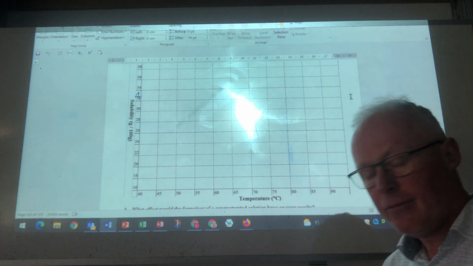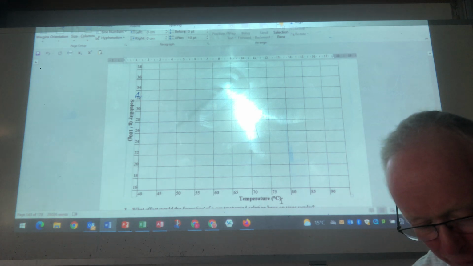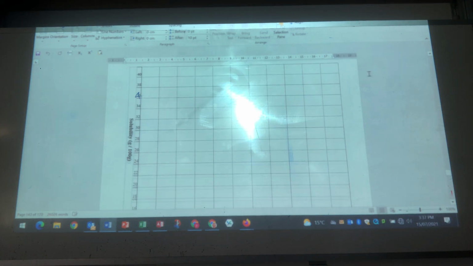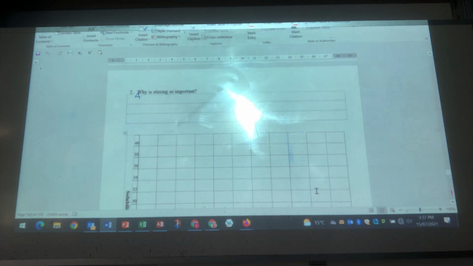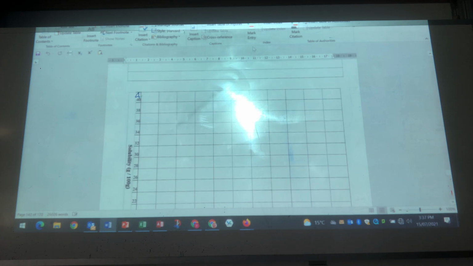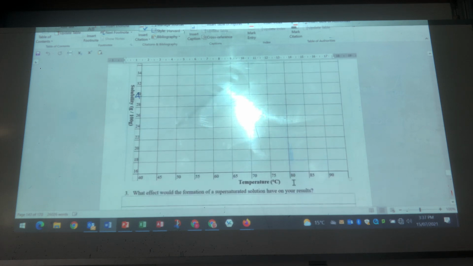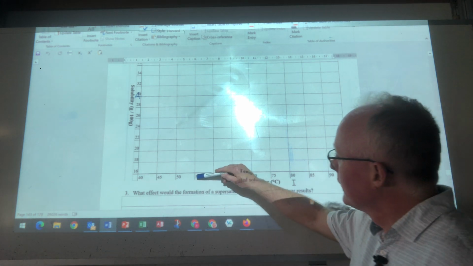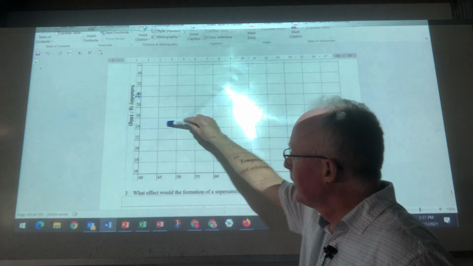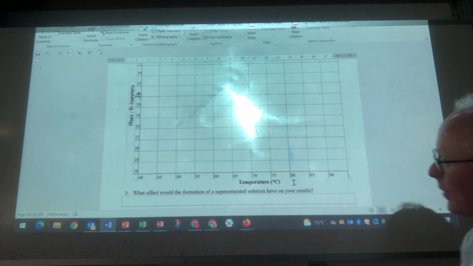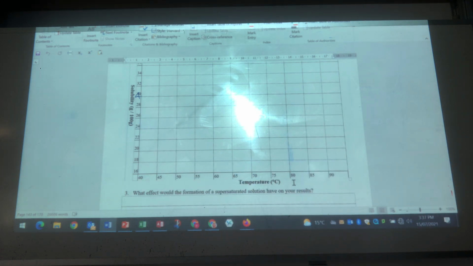Once you've got your curve, you'll be able to read off the curve 55 degrees. So 55 degrees, go up to the graph and then read off the solubility on the y-axis. That's the answer to question 1.